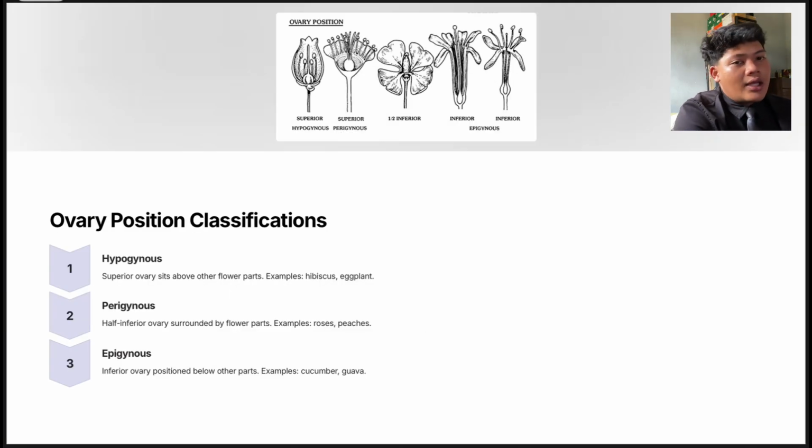Moving on to slide number 8, we delve into the classification of ovary position. Firstly, we have the hypogynous ovary, where the superior position places it above the flower parts, as seen in hibiscus and also eggplants. Next, the perigynous ovary, half inferior and encircled by flower parts, found in roses and peaches. Lastly, the epigynous ovary, inferior and situated beneath other flower components, exemplified by cucumber and guava. This classification offers insight into the diverse structural variation within the reproductive organs of flowers.